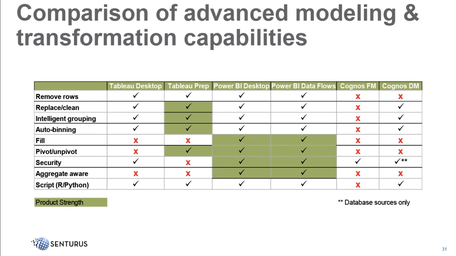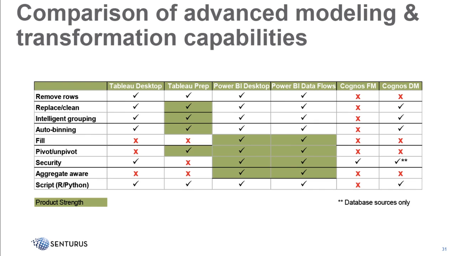And what I did is I highlighted some of what I thought were the product strengths. Tableau Prep has a lot of great intelligent grouping and cleansing algorithms, like grouping things together on pronunciation. So they have some really neat stuff in there. They do automatic binning, and Power BI has some really nice fill functionality, as I showed you, and pivoting and unpivoting is very powerful.